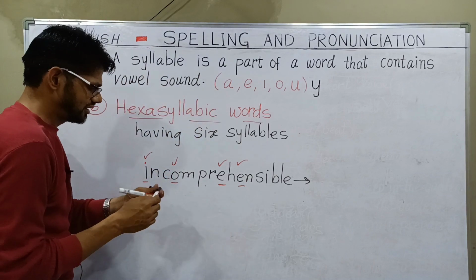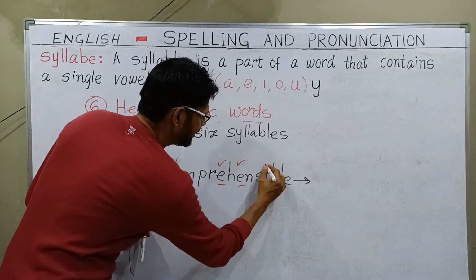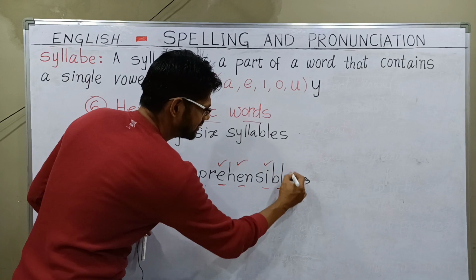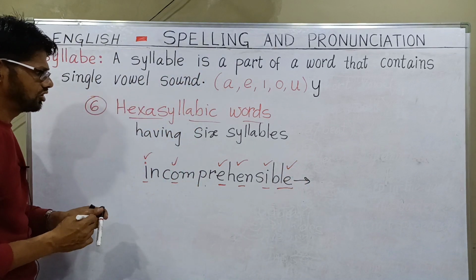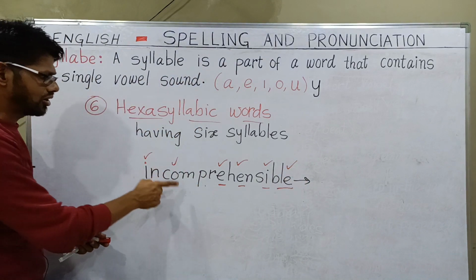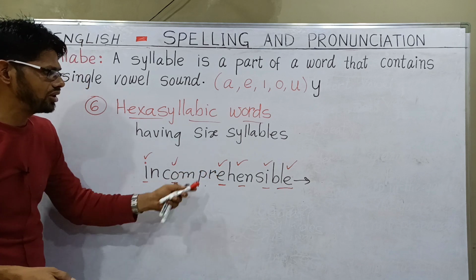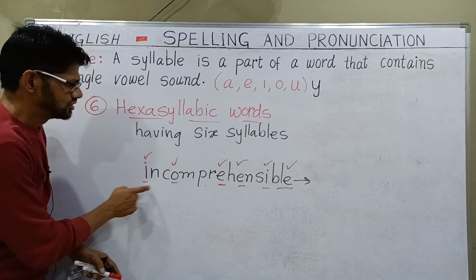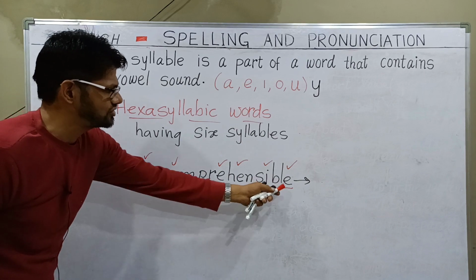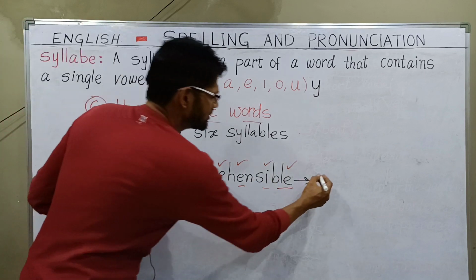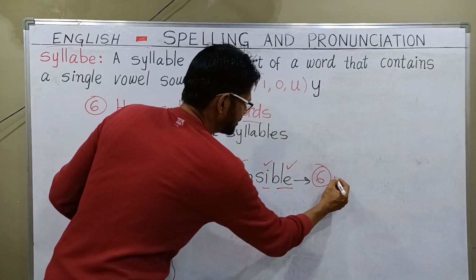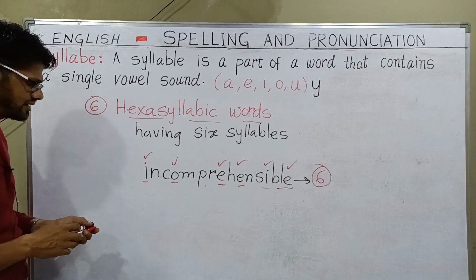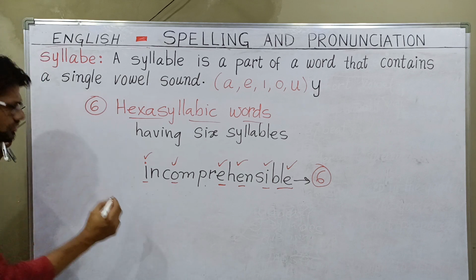Incomprehensible. Here one more is there, I. And here the last beat. So how many beats are there? Incomprehensible. 1, 2, 3, 4, 5, 6. So 6 beats are there, 6 sounds of vowel. 6 vowel sounds are there. That is the reason it is a hexasyllabic word.